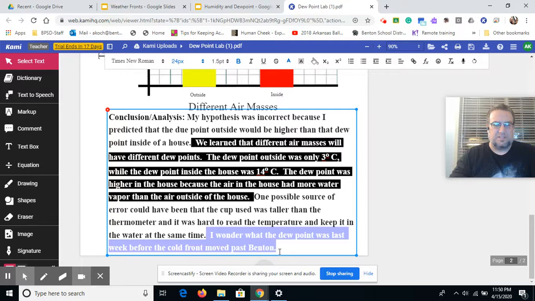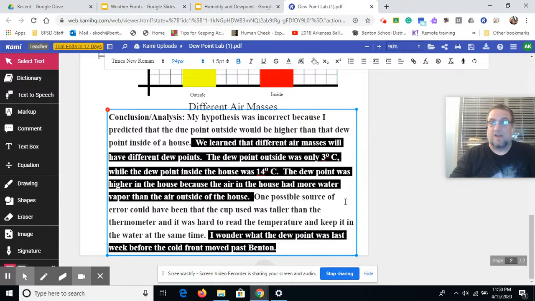So my question was, we had that cold front come through. I wonder what the dew point was before that cold front. So I wonder what the dew point was in Benton or around here, like on Saturday or Friday. I wonder if that dew point was 14 degrees Celsius or higher. I wonder what it could have been as well.